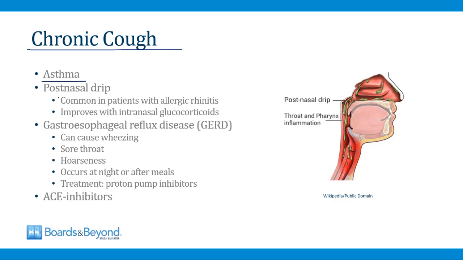Another common cause of chronic cough is postnasal drip. This is common in patients who have allergic rhinitis. So these patients will have a stuffy nose and then complain of a chronic cough. And the treatment for this condition is usually intranasal glucocorticoids.